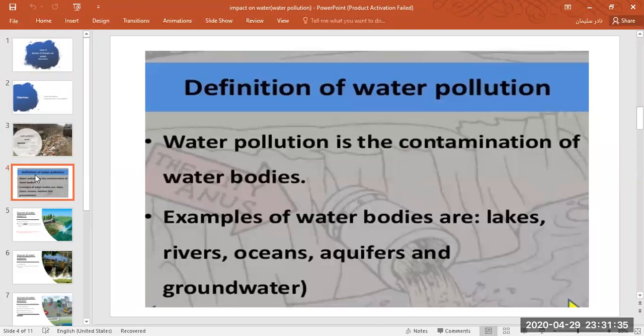Now, what is water pollution? Water pollution is the contamination of water bodies. Contamination of water means the water becomes polluted with harmful substances.